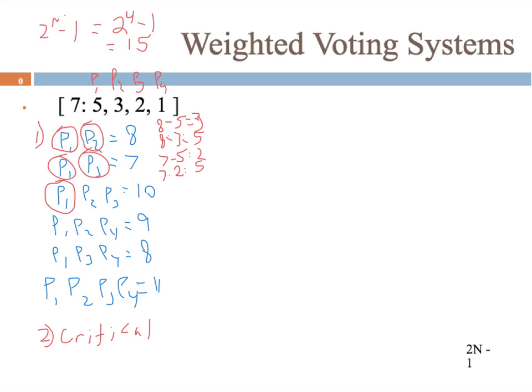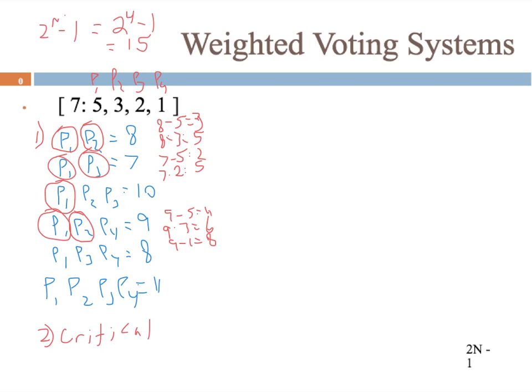Next, we have player 1, player 2, player 4. If we take away player 1, so 9 minus 5, that's 4, which is definitely less, so that one is critical. For player 2, if we do 9 minus 3, that's 6, and that's just one shy of 7, so player 2 is actually going to be critical there. And then if we do 9 minus player 4's weight, which is 1, we get 8. So we still have enough, so we don't need player 4 there.